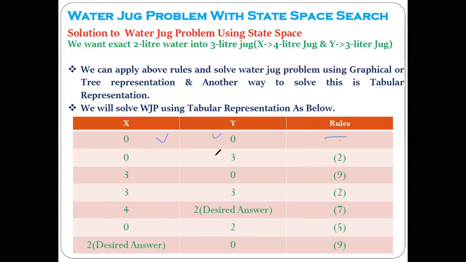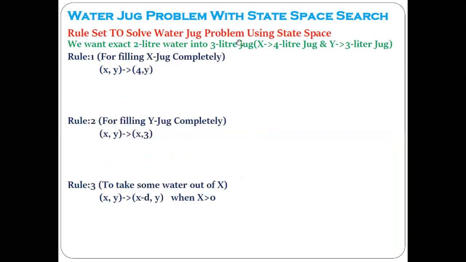Now, what is the second step? We'll pour the water, or we'll try to fill the entire Y jug fully. In order to fill the Y jug completely, we have rule number 2. In rule number 2, you can see that if you want to fill the Y jug completely, you can apply this rule: X comma Y implies X comma 3.